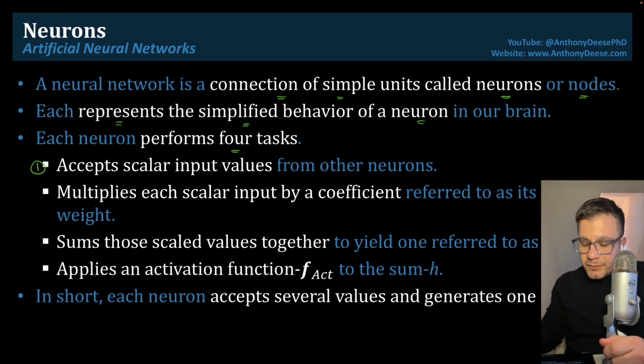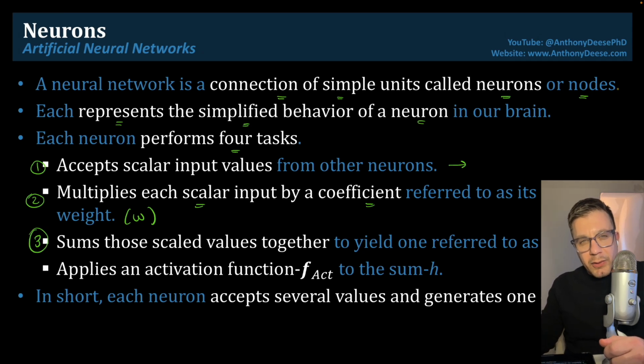It accepts scalar input values from other neurons or from the environment potentially. It multiplies each scalar input by a coefficient that we refer to as its synapse weight. It sums those scaled values together to yield one that we refer to as h. We also call that the weighted sum. And then it applies some function, we call it an activation function, to that weighted sum. In short, each neuron accepts several values and generates one value output.